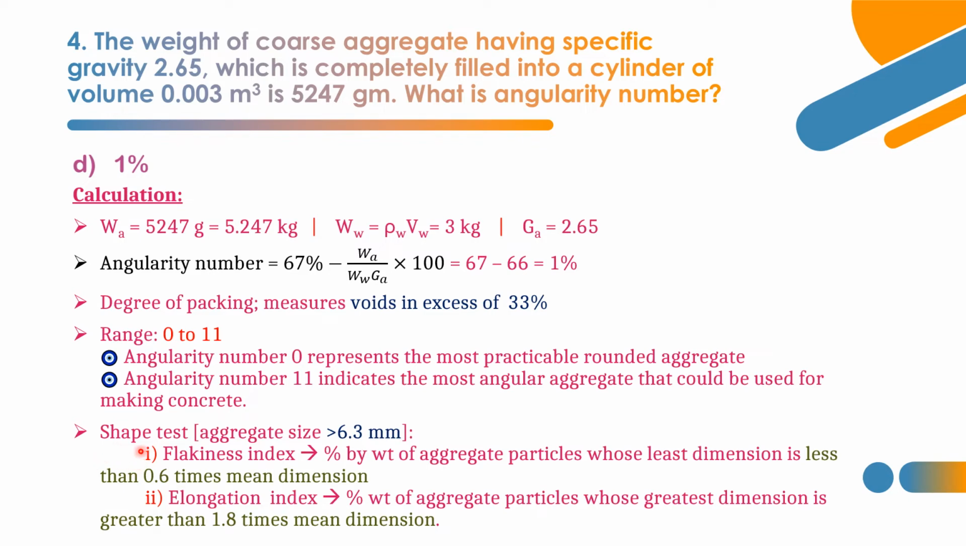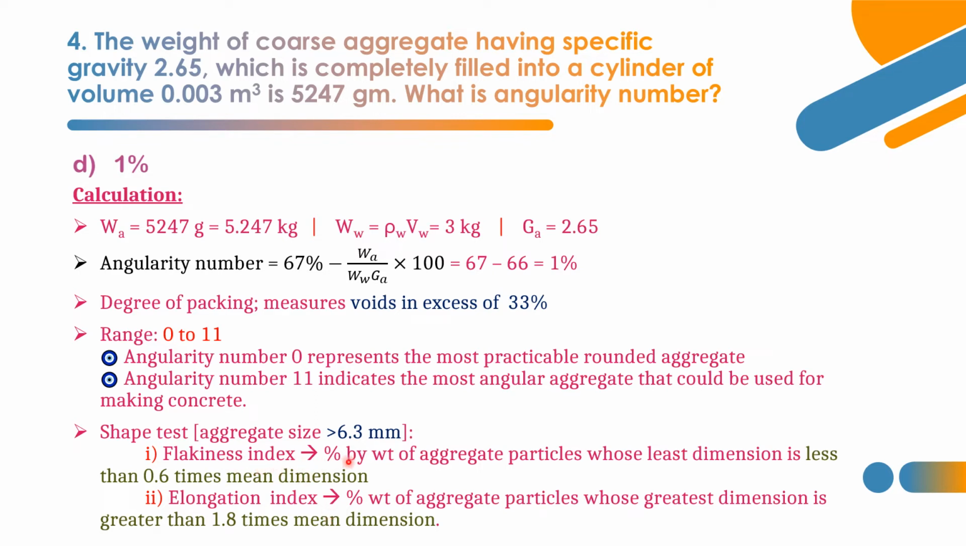And next we shall see another thing called shape test for aggregates. Shape test will be given for aggregate of size greater than 6.3 mm. This is one important point. Only when the aggregate size is greater than 6.3 mm, shape test shall be performed. There are two things: flakiness index and elongation index.